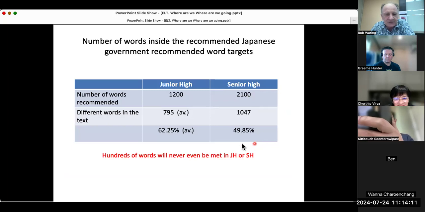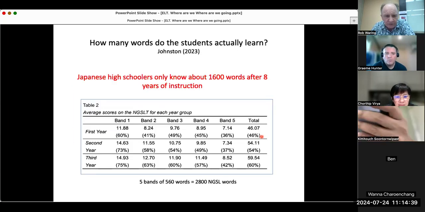This is another analysis. This also shows that hundreds of words will never be met in junior high or senior high. 49% of the government recommended word list are actually in the course books, meaning more than 50% of the words the students are required by the government to learn are not even in their course books. They're not even exposed to them. This is another piece of data that shows that Japanese school students know about 1,600 words after 8 years of instruction, which is not a lot. And we'll come back to what I mean by 1,600 words in a moment.